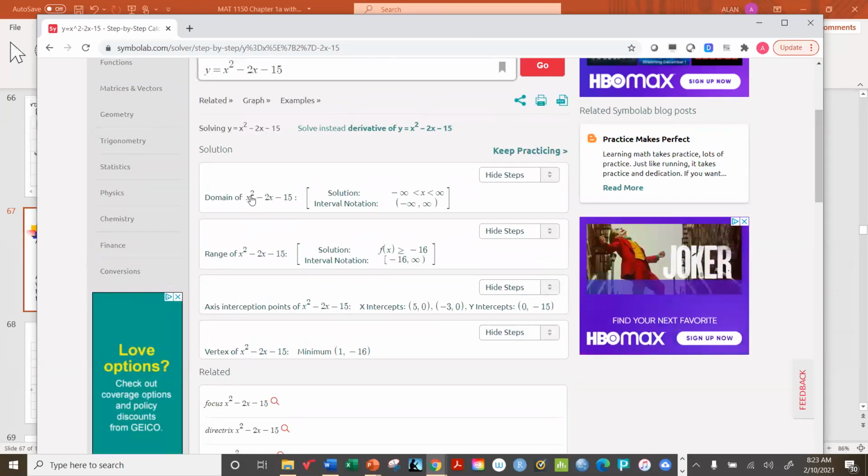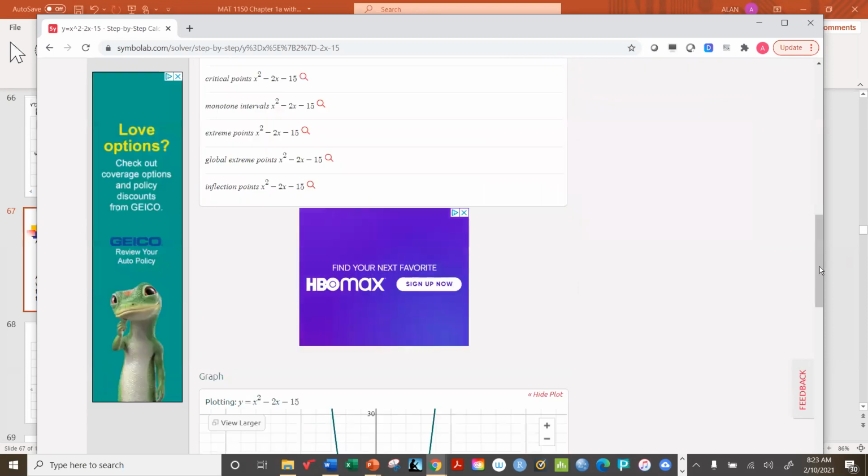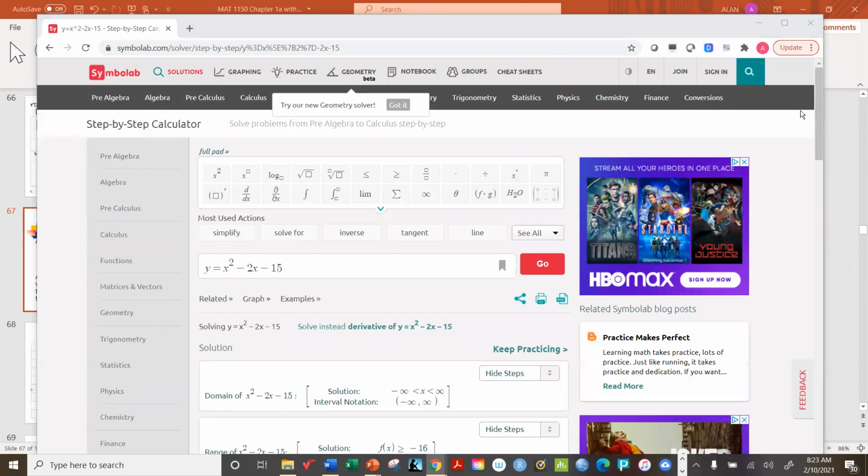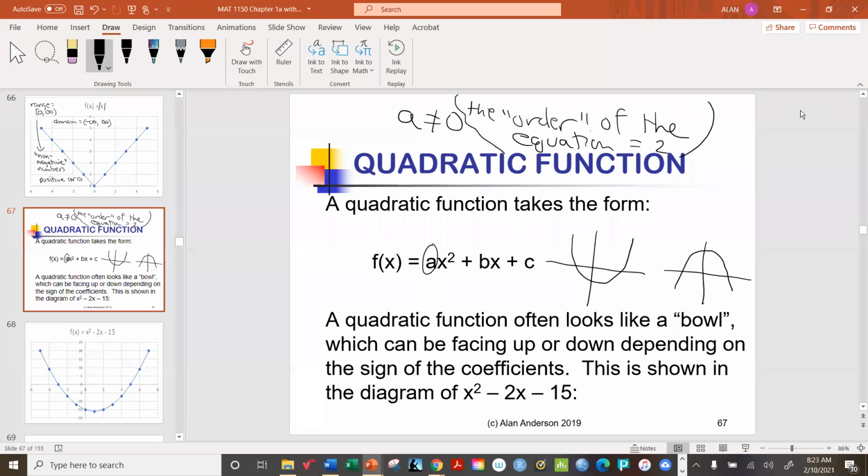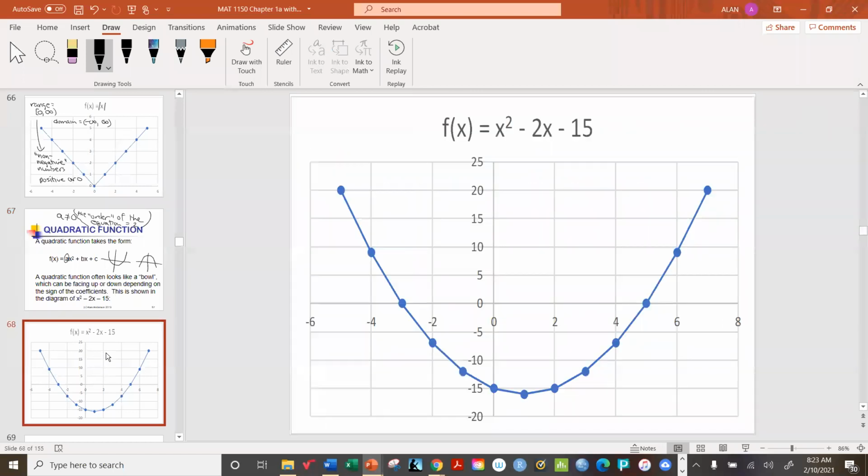Okay, so just remember, it faces up if this x squared term is positive, and it faces down if the term is negative. And this shape that we're looking at here, as you might recall, is referred to as a parabola.